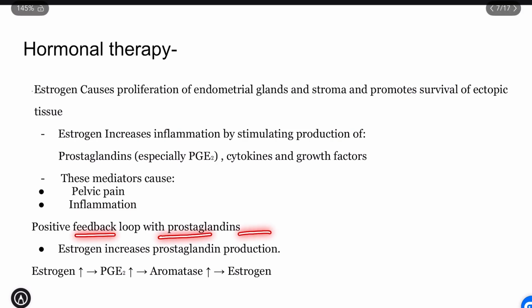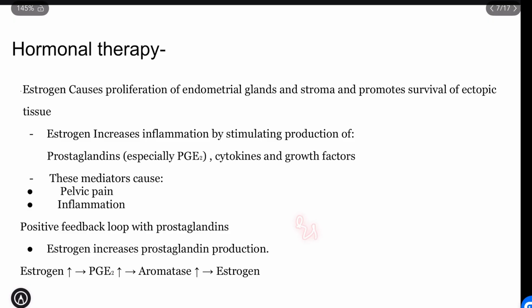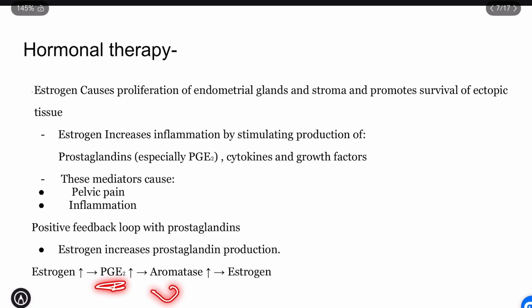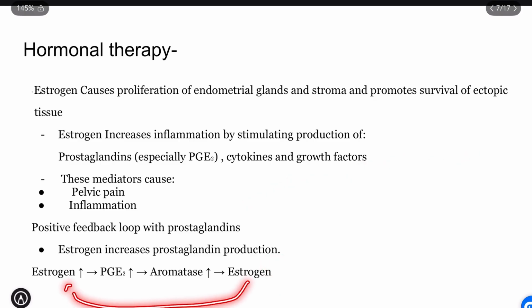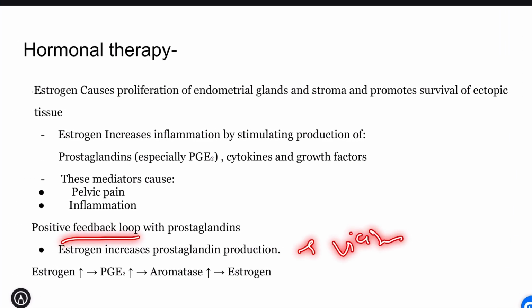Now, the positive feedback loop with prostaglandins. What is this positive feedback loop? Estrogen will increase prostaglandin production and this prostaglandin will increase the activity of the aromatase enzyme. Now what is the role of the aromatase enzyme? Aromatase enzyme converts testosterone into estradiol. So there is again increased secretion of estrogen. Again this cycle continues: estrogen, prostaglandin, aromatase, again estrogen. That's why this positive feedback loop is also called the vicious cycle of endometriosis.